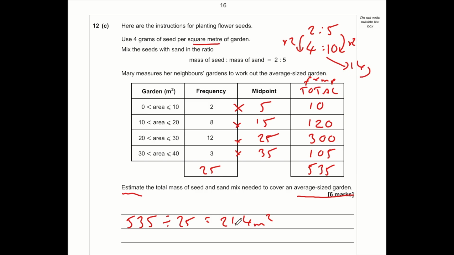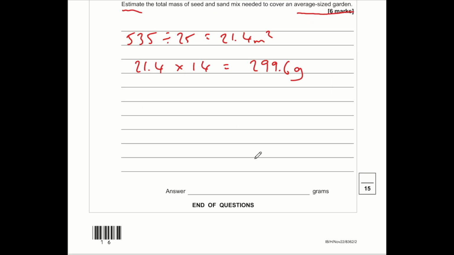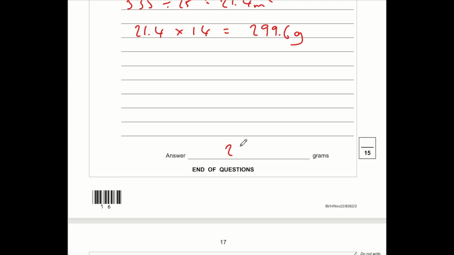Now if we've got 21.4 square metres, what we need to do is multiply 21.4 by the 14 grams. Remember, we need 14 grams of mix in total for 1 square metre, which is a combination of 4 grams of seed plus 10 grams of sand. So multiplying that by 14, we get an answer of 299.6 grams of seed and sand mix. So there we go, that's our final answer, 299.6 grams, and that's the end of this assessment.